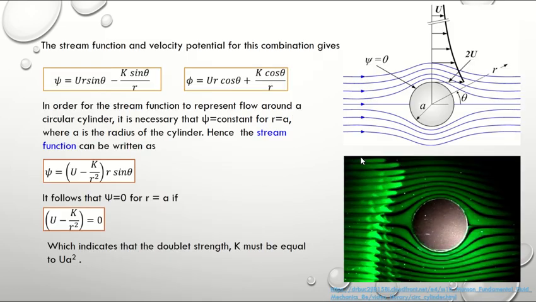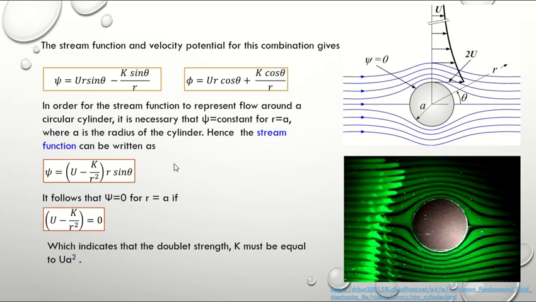As usual, we can define the stream function psi and also the velocity potential phi. As you can see in this slide, psi is equal to U r sine theta minus k sine theta over r, where U r sine theta is the stream function for uniform flow, which is U y, and negative k sine theta over r is the stream function for the doublet. And then the velocity potential is equal to U r cos theta plus k cos theta over r.